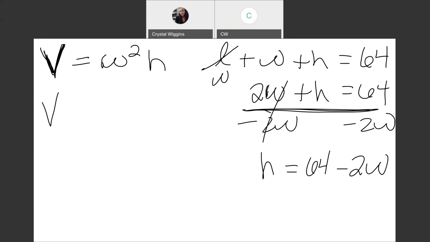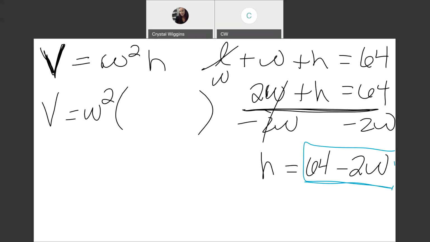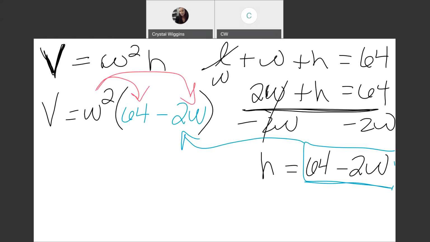I'll come over here to my volume formula now, and I will make a substitution for height and replace it with its equivalent expression in terms of W, which is 64 minus 2W. Now, I could go straight into taking the derivative, but right now I have a product rule, and I like to make my life a little easier. So if I just distribute this in and create a straight polynomial, my derivative will just be simply power rules.